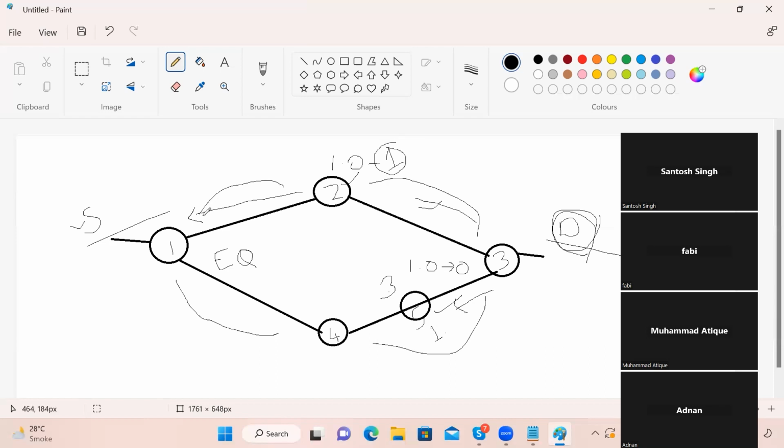It will advertise to router 1. Router 1 will receive that information and keep it in its routing table, but with how many hop count? 2.